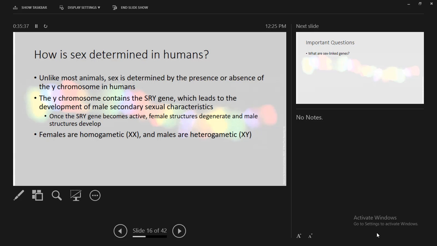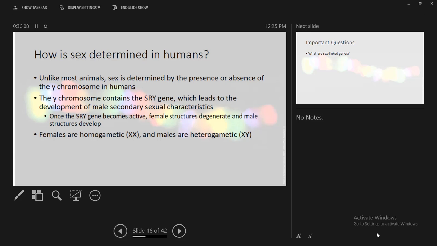So in mammals, females are what we call homogametic. They have two versions of the same sex chromosome, and males are heterogametic. They have two different sex chromosomes. Now again, this is for mammals and for Drosophila. Sex is determined differently in other animals. In birds, females are heterogametic and males are homogametic. And then in most reptiles, sex is determined by the temperature at which the embryos develop.